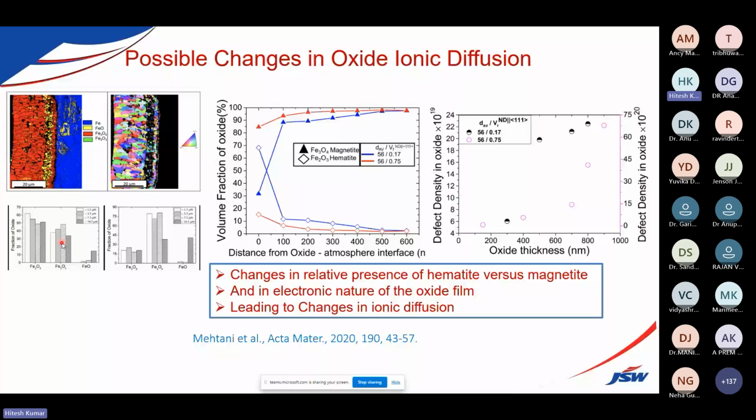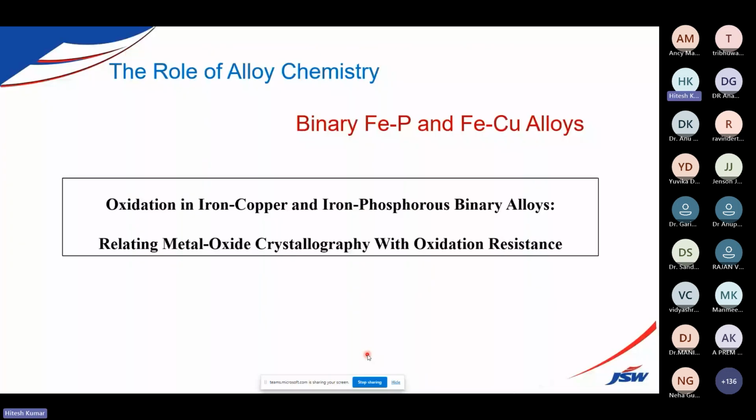This paper was also published during my PhD, in Acta Materialia. From here I am moving towards the third part, the role of alloy chemistry. Earlier we saw how the substrate microstructure plays an important role. So we thought, okay, now that the substrate microstructure is playing a role, let's change the chemical composition, or add some copper, phosphorus, and later chromium. Are they going to change the oxidation kinetics? If yes, then how?